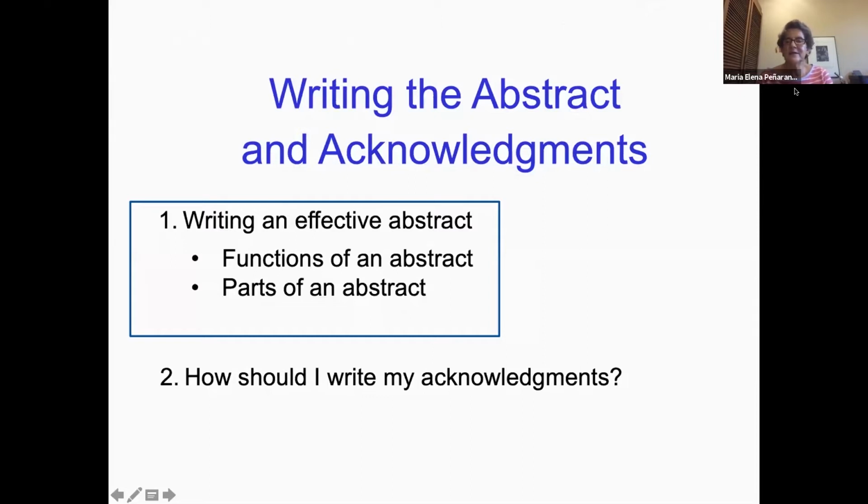Like Gregory was saying yesterday, for those that listened, writing an effective abstract is very important. So we're going to talk about the functions of the abstract and parts of the abstract, and then about the acknowledgements, how and where you should write them.